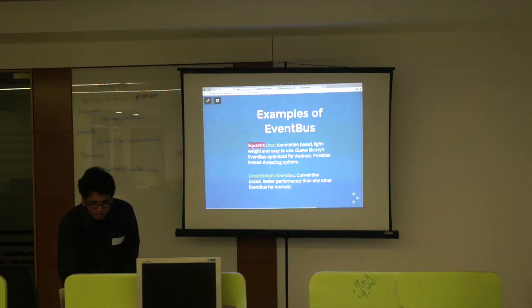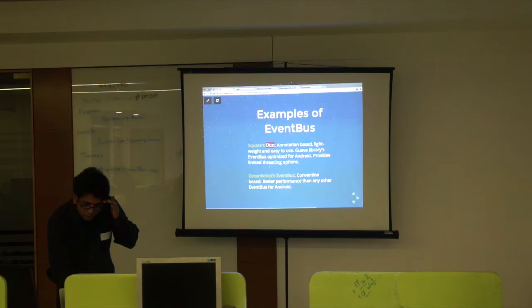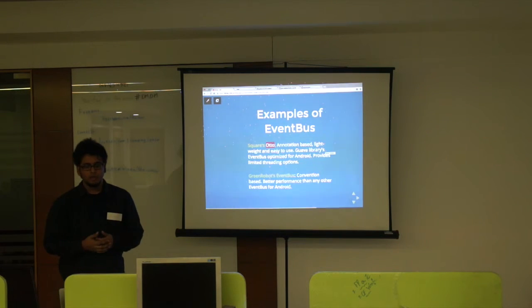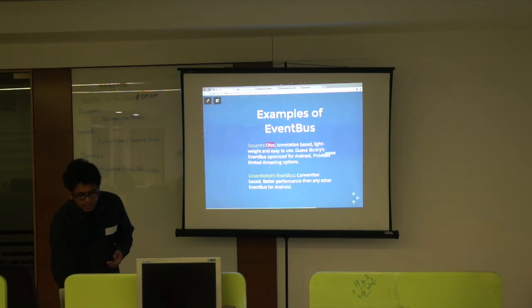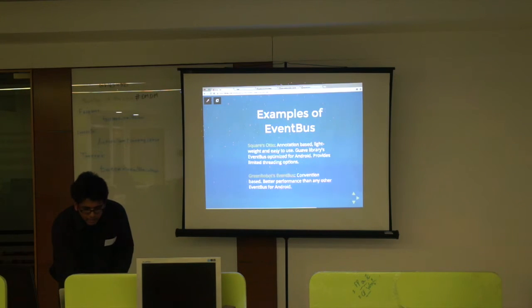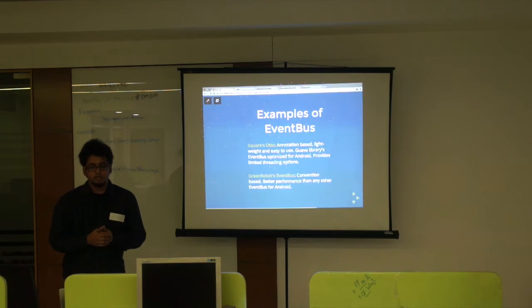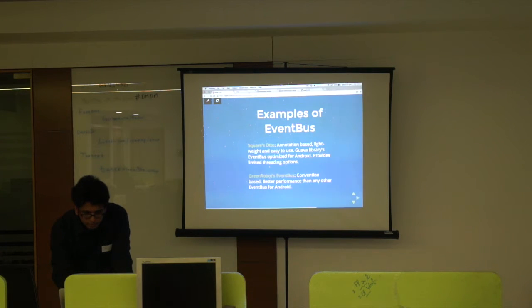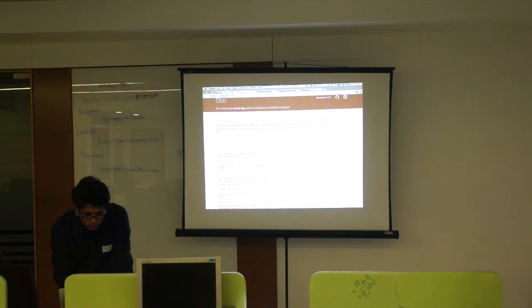So they have a minimal event bus library called Otto. Otto is actually an extension of Guava's event bus. Guava is a generic core Java library, and it has an event bus that Square optimized for Android, and they called it Otto. And the other one is GreenRobot's EventBus. This is the best event bus I have found so far. I will talk about both of them. First is Otto.